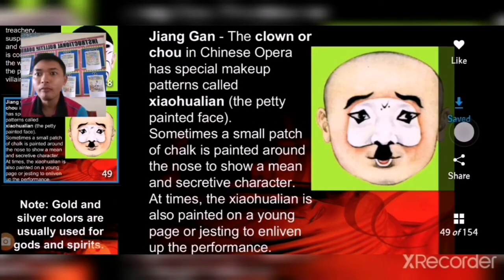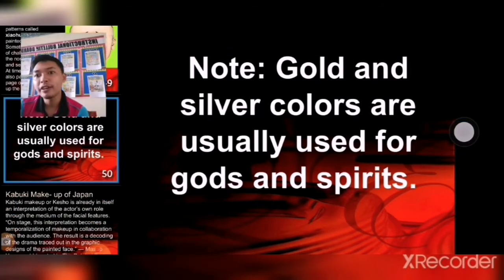Next is Zhanggan. The clown or Chou in Chinese Peking opera has special makeup patterns called Shaohulian. The petty painted face, sometimes a small patch of chalk painted around the nose, shows a mean and secretive character. At times, Shaohulian is also painted on a young page or jester to enliven the performance. Note: gold and silver colors are usually used for gods and spirits.